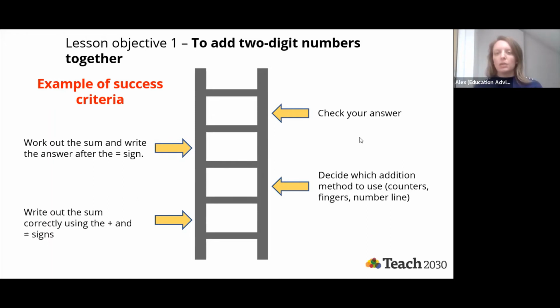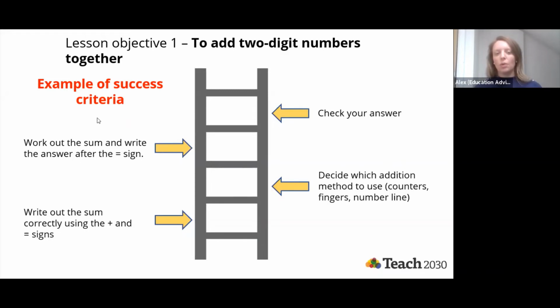You might decide which addition method to use, whether it be counters, or you might use your fingers and numbers, and you might say to them, listen, students, try to use your fingers to do this, count them out on two different hands. Work out the sum and write the answer after the equal sign. So you're showing them how to do that and where to write the answer, because obviously at this point they probably don't know that's where they're supposed to write the answer. And then we check our answers.